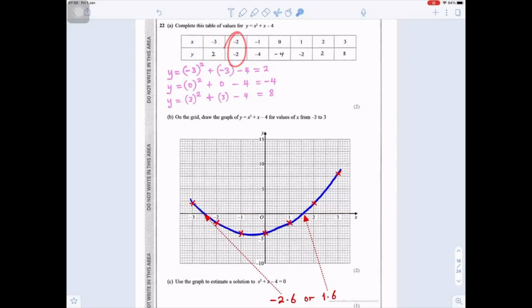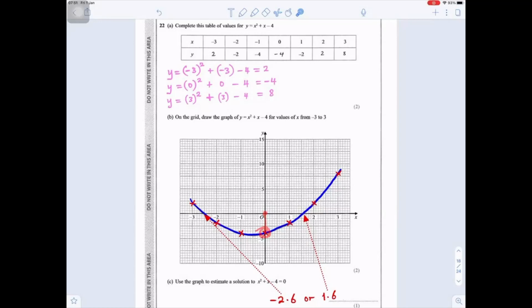Minus 2, minus 2 is this point here. Next point, minus 1, minus 4. Minus 1 to the left and minus 4 down. So it's that point there. Next point is 0, minus 4. 0 is at that point in the middle there, and then minus 4 down, and you mark it there.